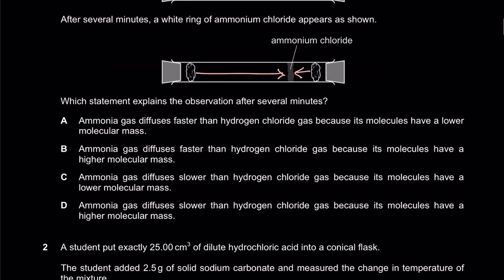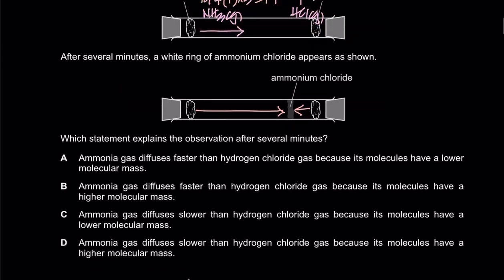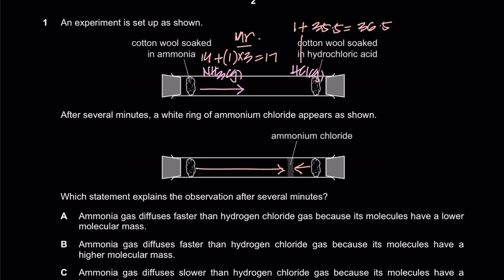Now it says, which statement explains the observation after several minutes? Obviously the reason why they're making ammonium chloride is because an acid-base reaction is going to take place. Ammonia gas is a proton acceptor because it's a base, and HCl is going to be a proton donor. Obviously proton is the H plus ion, right? So when the H plus ion is donated here, NH4 plus is going to form and Cl minus is formed, which is essentially your ammonium chloride.